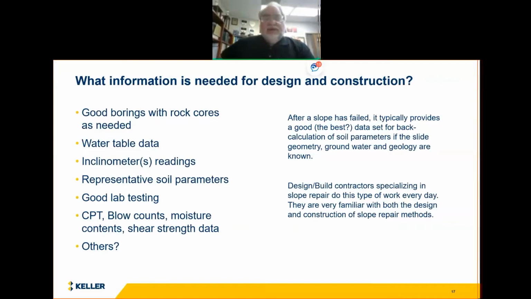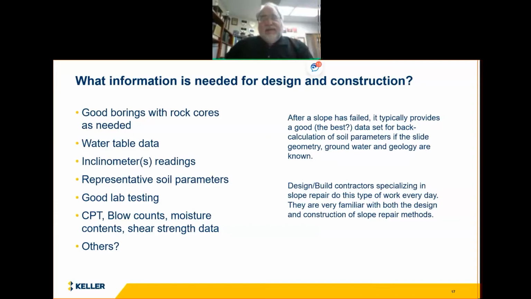So what kind of information do we need for this design? Well, number one, we need a really good geotechnical consultant to go out and get us some good borings or CPT data with rock cores as needed if that is involved in your particular problem. We need to know where the water table is. Inclinometer readings are invaluable. But basically what we need is really good representative soil parameters and good lab testing. And all the things I've listed here.